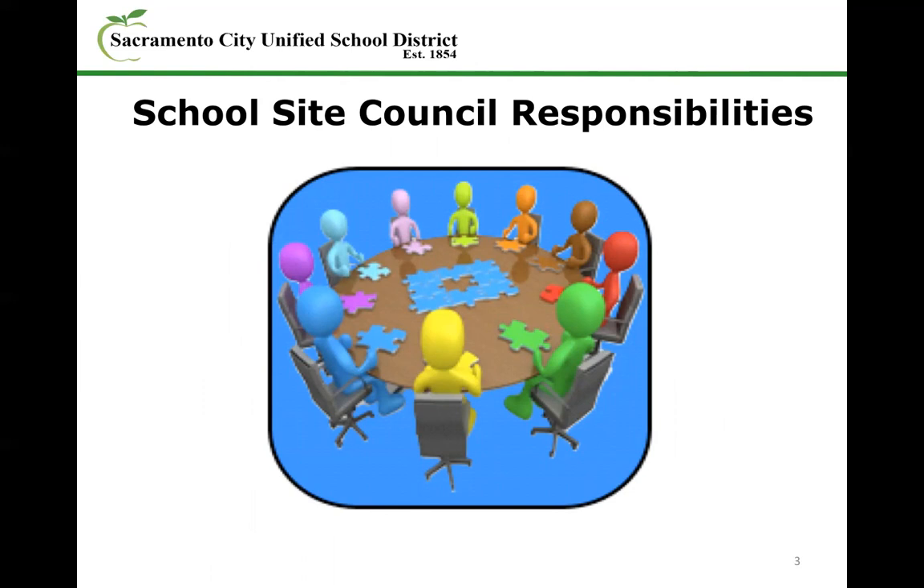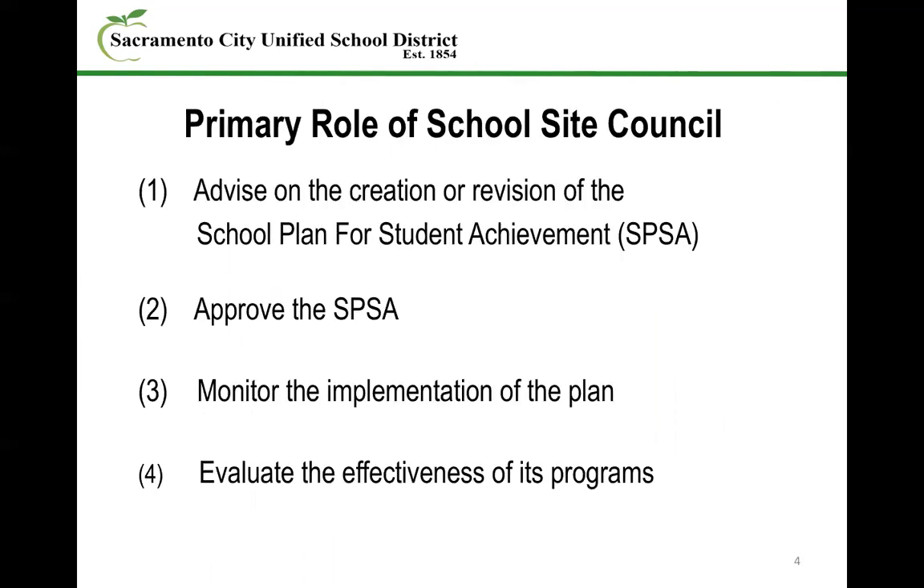We're going to talk now about school site council responsibilities. The primary role of the school site council is to advise on the creation or revision of the school plan for student achievement, and we're going to be calling that the SPSA. The school site council approves the SPSA, monitors the plan during the year, and evaluates the effectiveness of its programs.